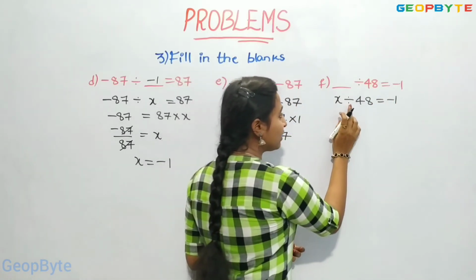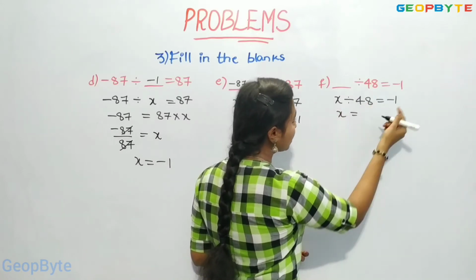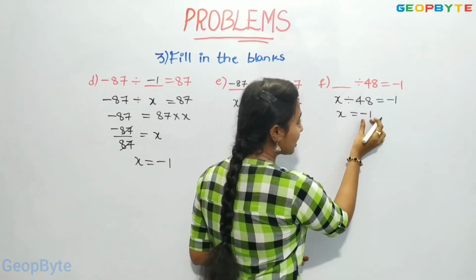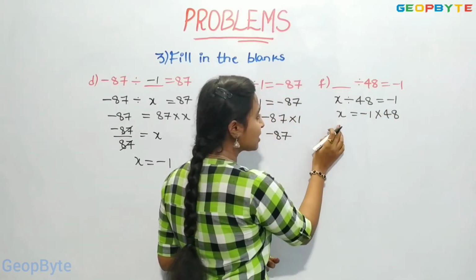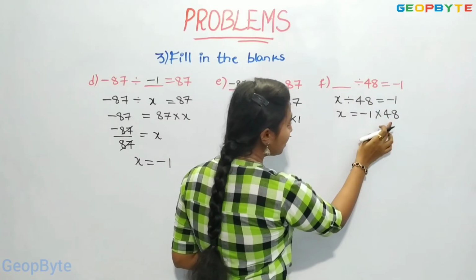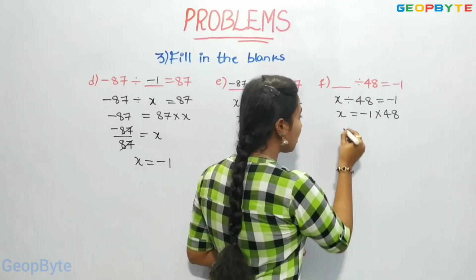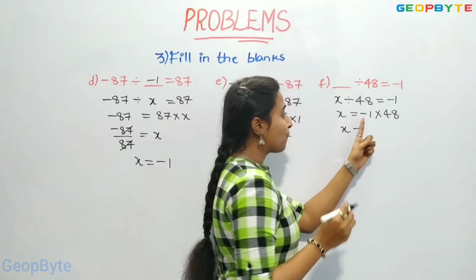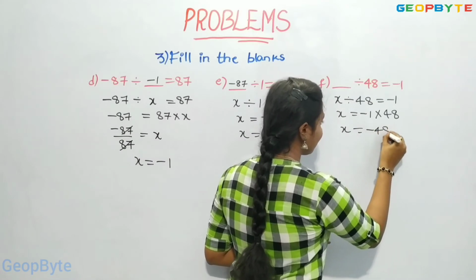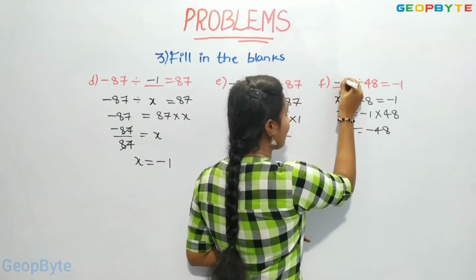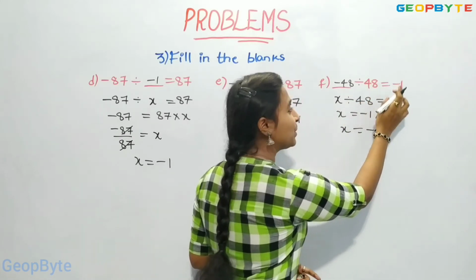Now, we have the dividend sign for the number 48. So, when it goes to the right hand side, minus 1 into 48. Right? x is equal to minus 1, and when it goes to the right hand side, it becomes into 48. Now, x is equal to minus 1 into 48, which is minus 48. So, minus 48 divided by 48 is equal to minus 1.